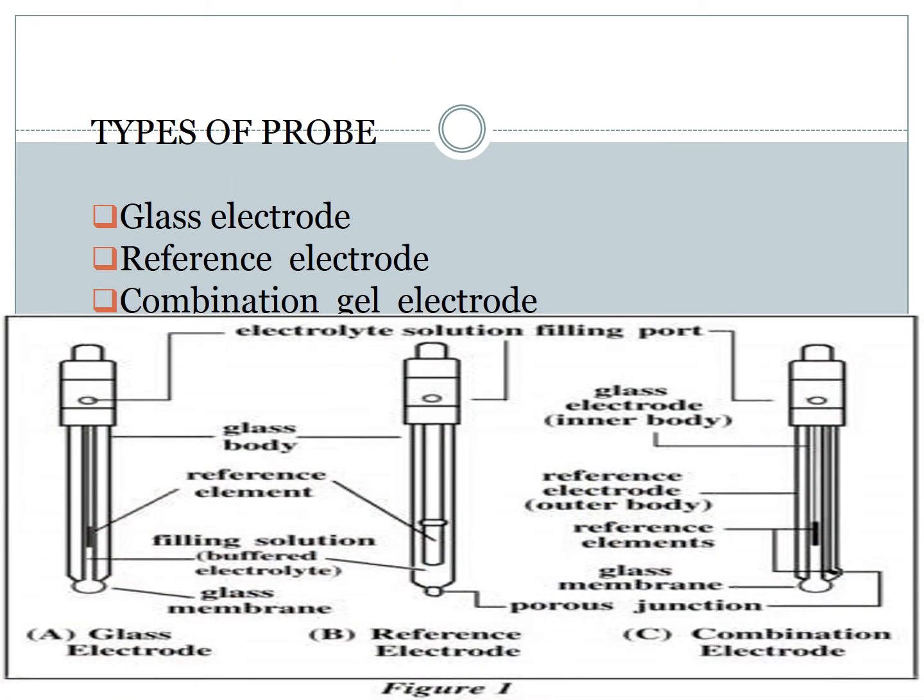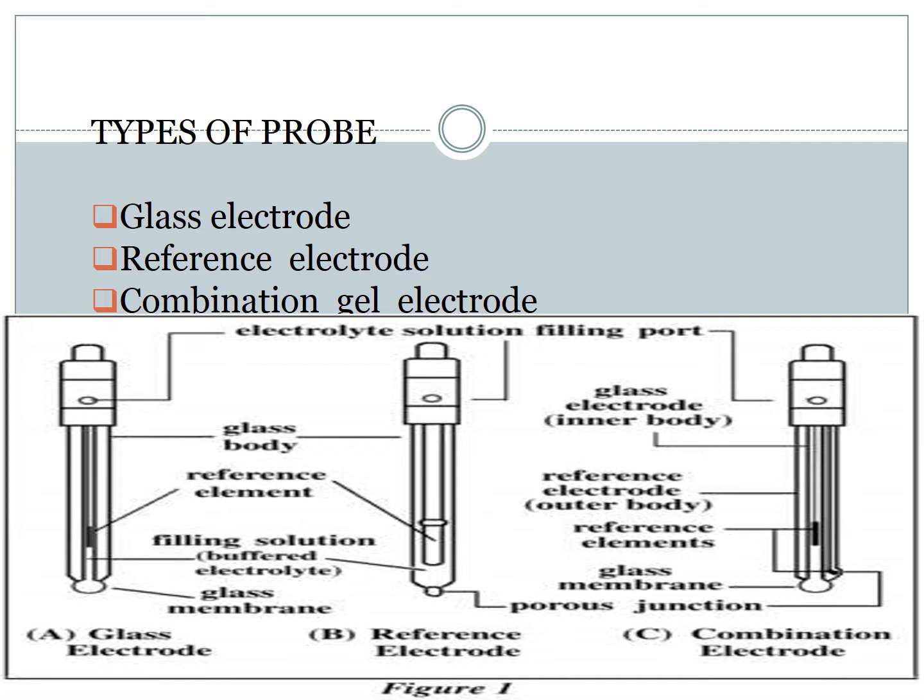These are the types of probe. One is a glass electrode, then the reference electrode, then the combination gel electrode. In the glass electrode, you can see it is clearly visible. It looks like this, with a glass body, then the reference element. After that there is a glass membrane, buffered electrolyte solution, and there is a filling port also. So these are the types of probe: glass electrode, reference electrode, and last is the combination electrode.